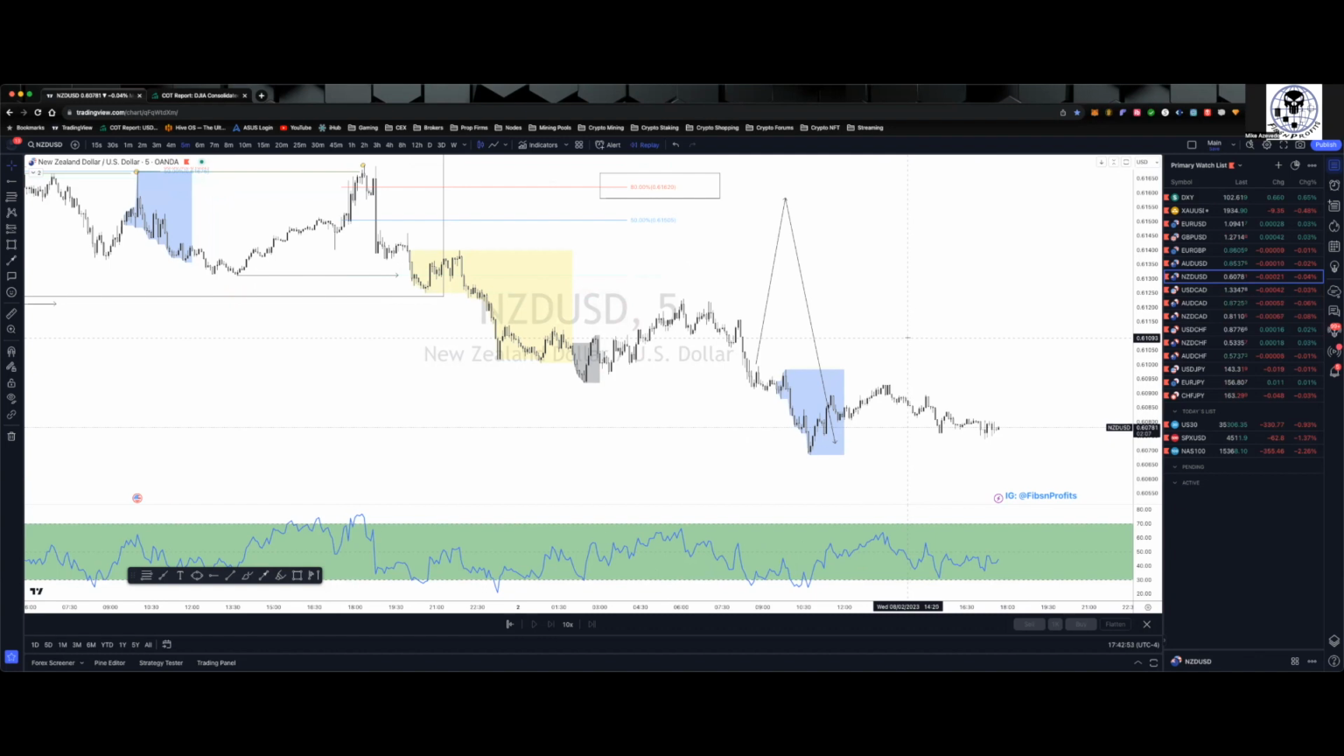Yeah. And as the Australian dollar and the Kiwi dollar continue to show weakness, specifically the Australian dollar, you're going to get just a bunch of chop in the gold markets.